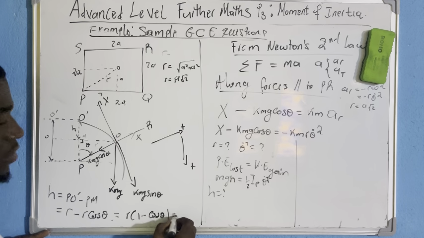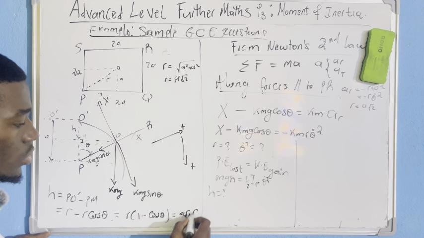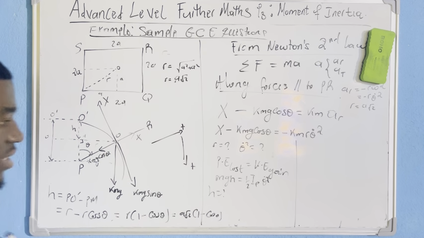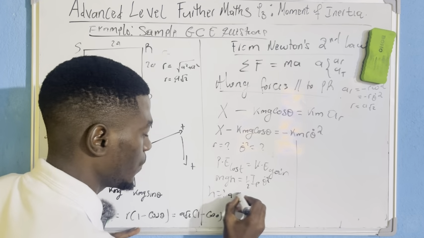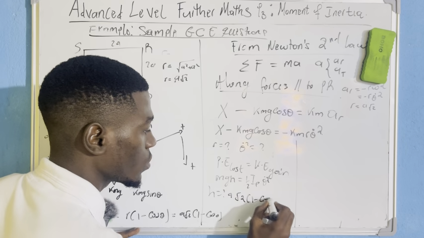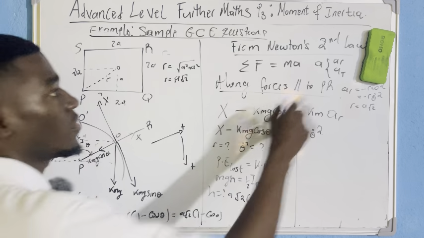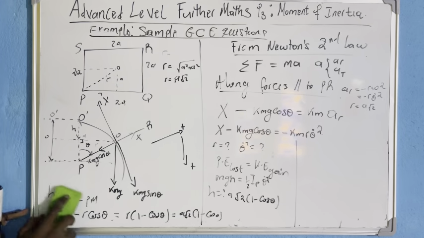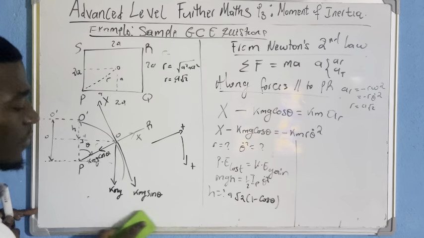Remember that R is what? R is a root 2 into 1 minus cos theta. That is the value of H. I come and put it here: a root 2 into 1 minus cos theta. As simple as that, I have the value of H. So nothing difficult there.